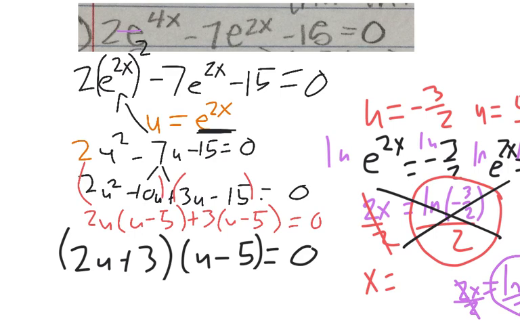Good catch. So you always have to check that on these because you have domain restrictions. The argument can only be positive.